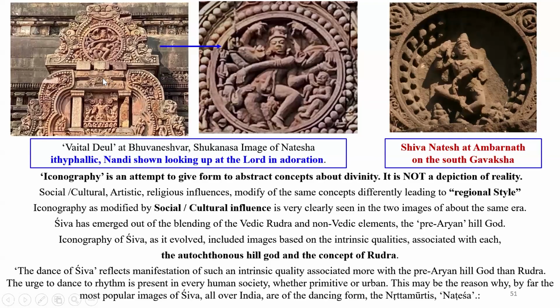And you see the same thing in this Vaital Deul at Bhubaneswar also. Nandi is part of it. This is the autochthonous influence, in the sense that for Adivasis it is always a communal dance. The whole community dances. It's not Shiva dancing the 108 Karanas. Whereas at Ambarnath, this is an aspect of Rudra, so this is more related to the theory. This is more related to the actual local effect.